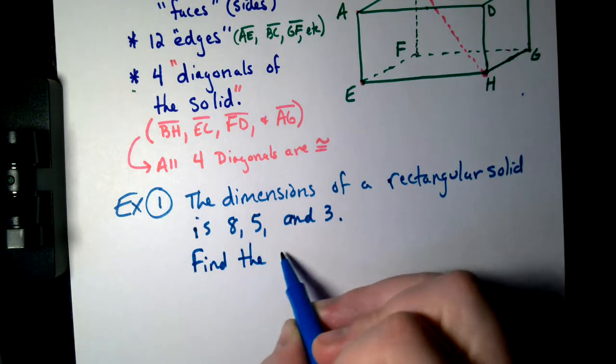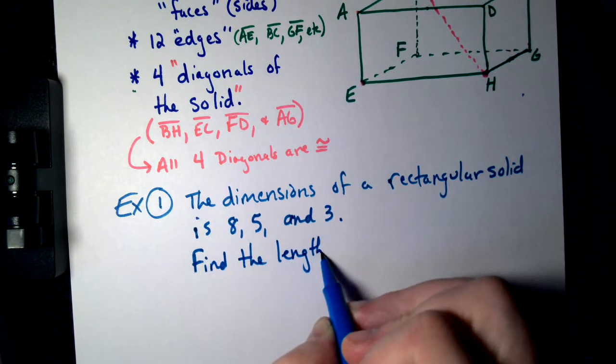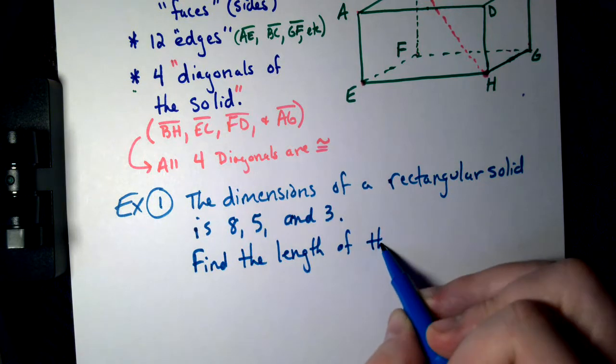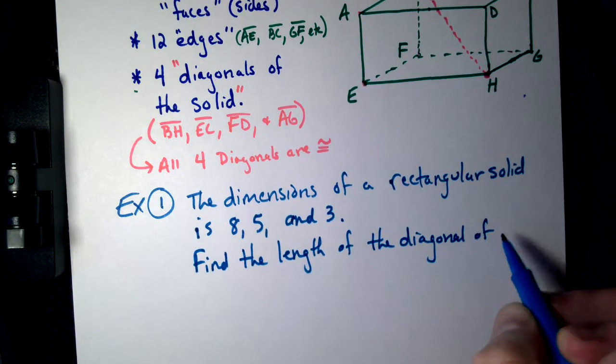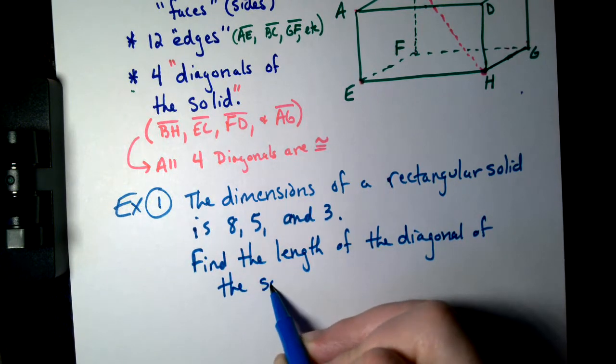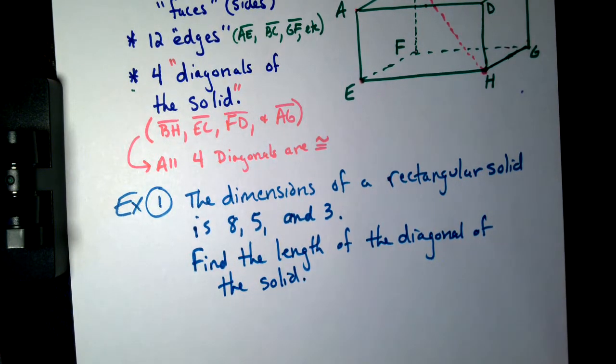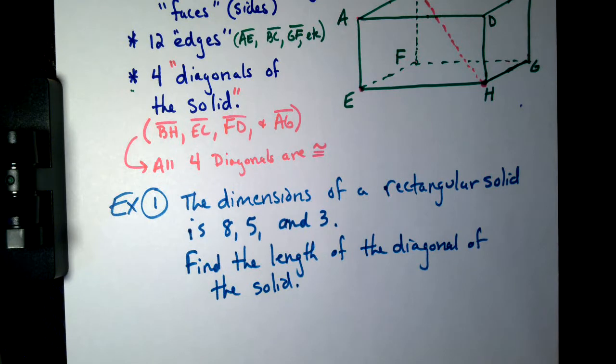Find the length of the diagonal of the solid. So they even have to be specific as to, well, which diagonal do you mean? Do you mean a diagonal of one of the faces, the diagonal of the right side of it? We want a diagonal of the entire solid, diagonal of the solid.